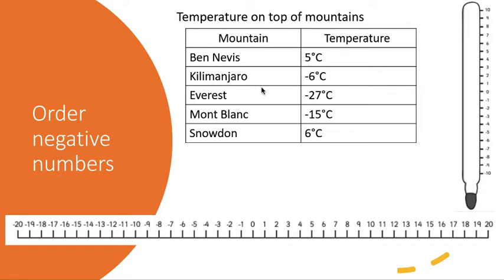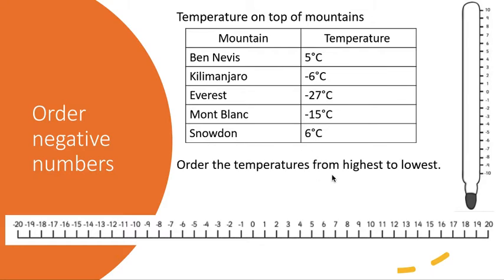Kilimanjaro in Africa is -6 degrees C. Everest, part of the Himalayas, is -27 degrees C. Mont Blanc, part of the Alps, is -15 degrees C. Snowdon in Wales is 6 degrees C. We're going to order the temperatures from highest to lowest. Please note we're looking at the highest temperature this time to the lowest.